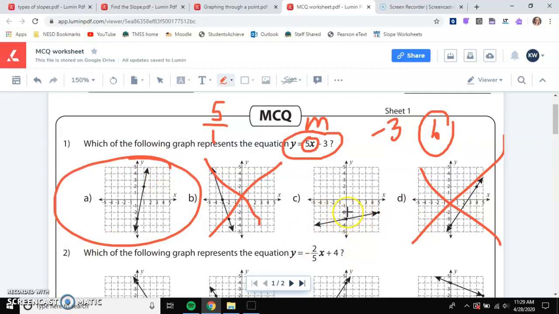So if I wasn't sure, I could go look at the other one. Does this go up 5? 1, 2, no, it doesn't. This one did it the opposite way. It went up 1 and ran 5, which is not right because it's rise over run.